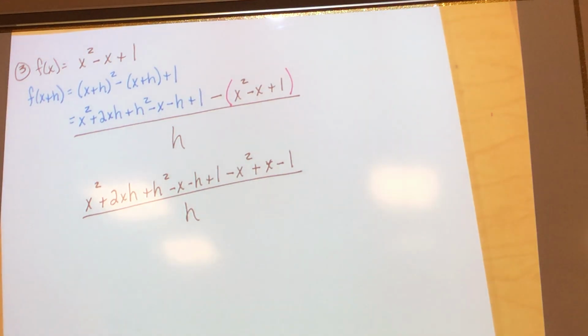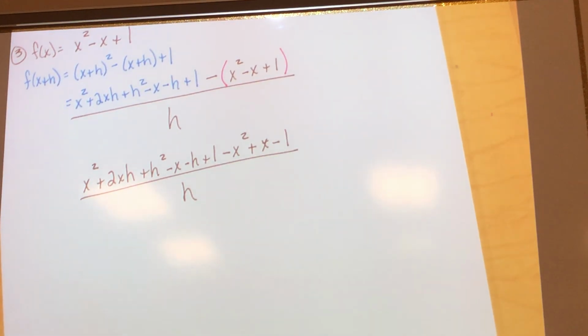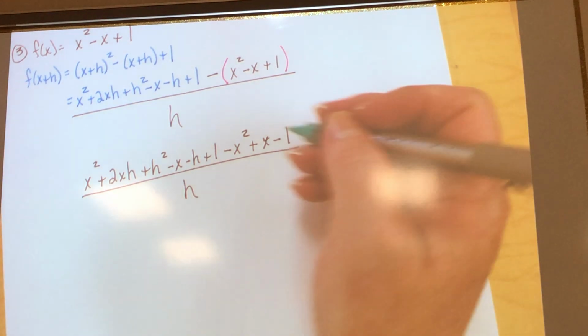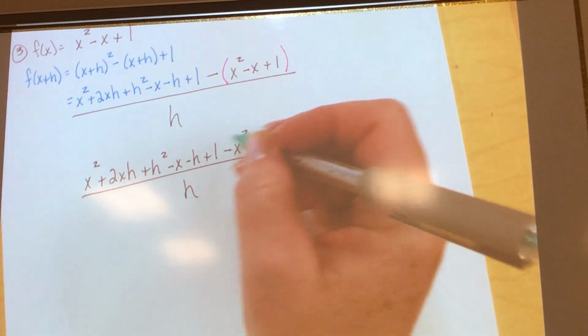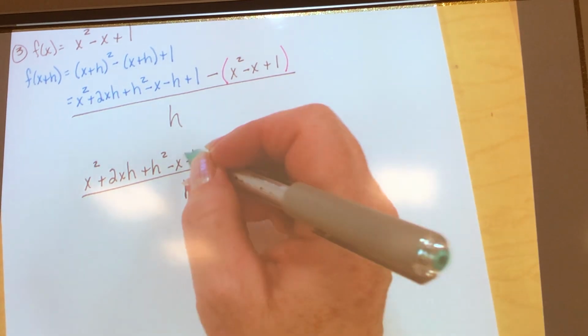Anybody got a question? I just need to solve my... 2xh. So the only thing we can cancel is the x squared and 1. And the x's cancel too. Oh, I see. I didn't remember the h.